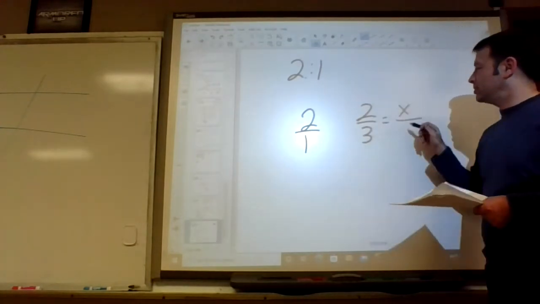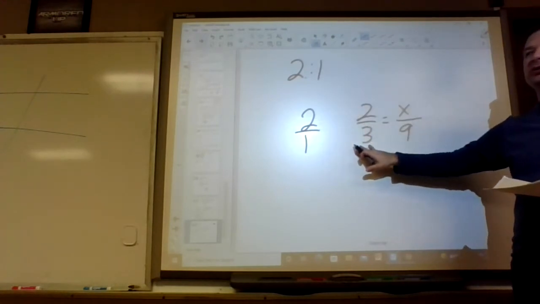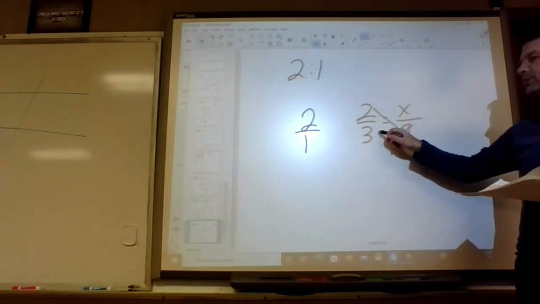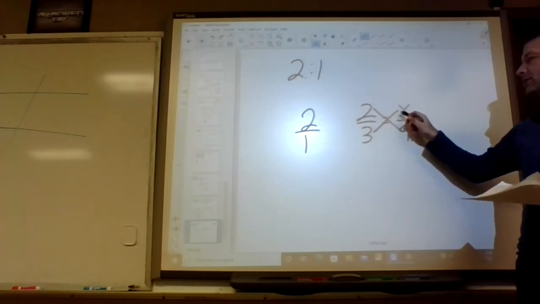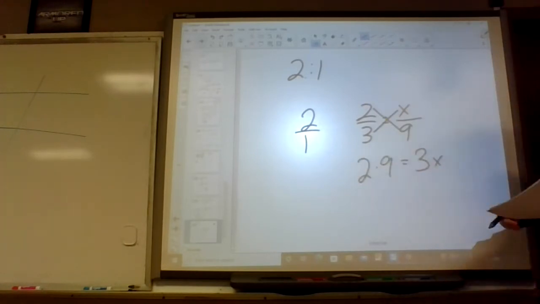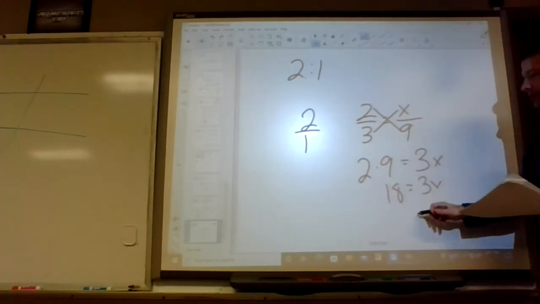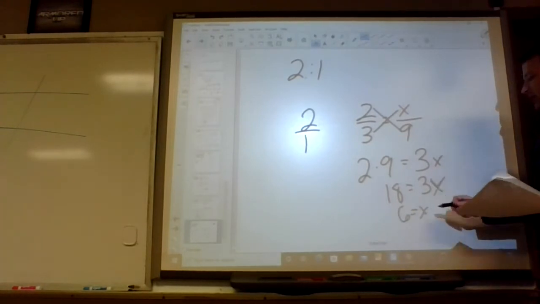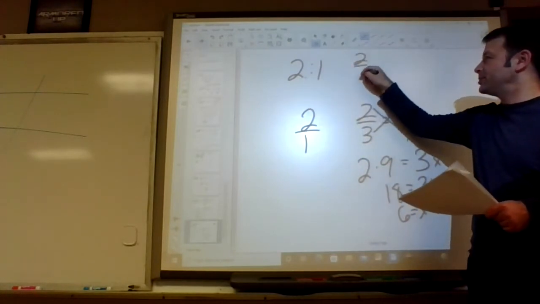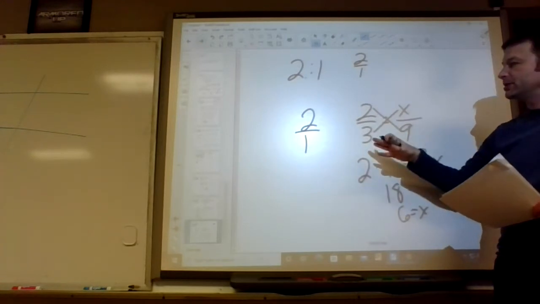So two equal ratios. This is a proportion. What do we use to solve it? Cross multiplying. Good job, Sam. We usually solve by cross multiplying. 2 times 9 equals 3 times x. Remember doing that? Divide by 3 and x is 6. This is a ratio, 2 to 1. You can write it in fraction form. But 2 equal ratios is a proportion, and we solved it by cross multiplying.